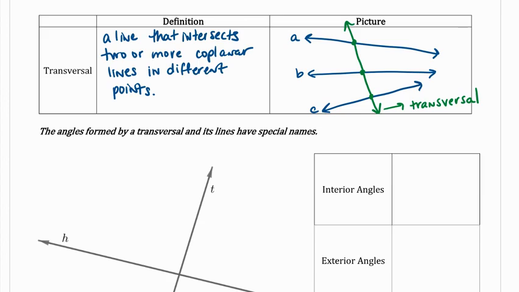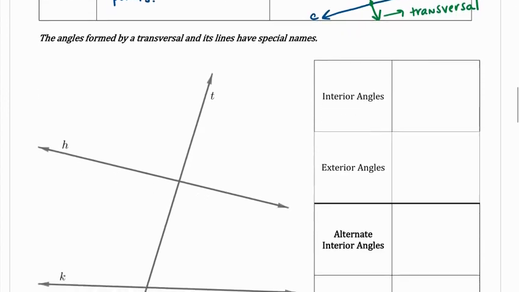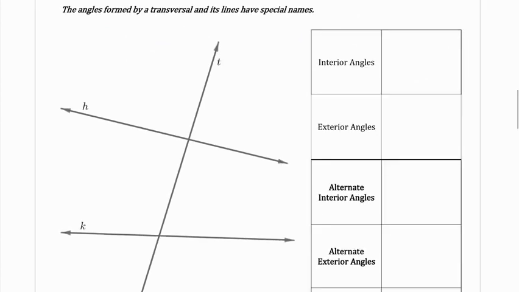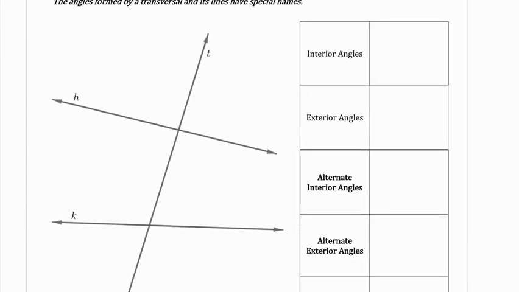Okay, when we have a transversal, we create some special angles, and some of those angles have names. So we're going to look at those. First thing I want to point out is, or actually let's do this first. Let's number our angles so that they're easier to label here. I'm going to call this angle 1, 2, 3, and 4, and we'll call these 5, 6, 7, and 8. So those are the angles that we're going to look at here, right?